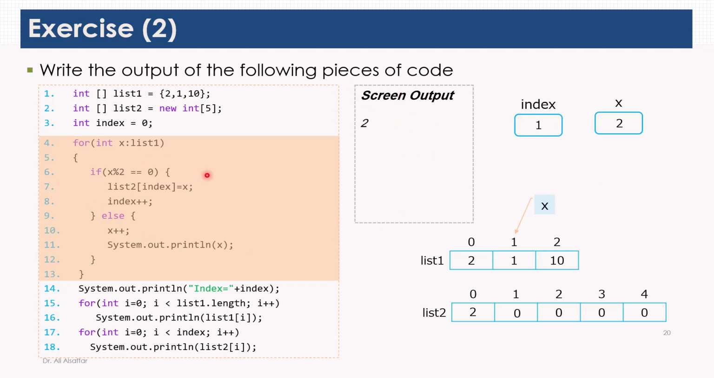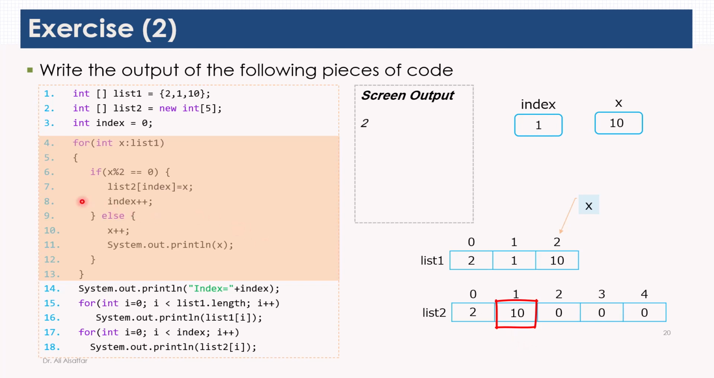In the next iteration of the for loop, the value of x will be equal to 10. And again in line 6 we are going to test whether this value is even or not. And this is the value of x, which is equal to 10. Since it is even, then we will execute line 7 and 8. And in line 7, we are moving x, which is equal to 10, into array 2, which is list 2, but where? At index 1. Where is index 1? This is index 1. So we are moving 10, replacing list 2, index 1.